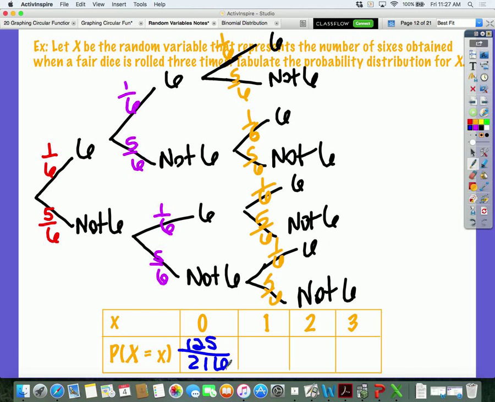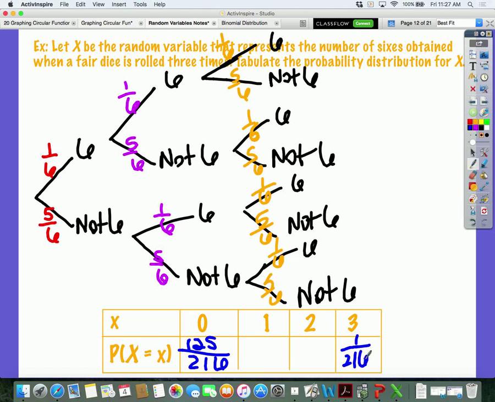This is fair game. Let's do the next easiest one: you get all sixes. What's that probability? 1 out of 216. That is the very top branch, where you get a 6, and then a 6 three times. Now for the inside ones.